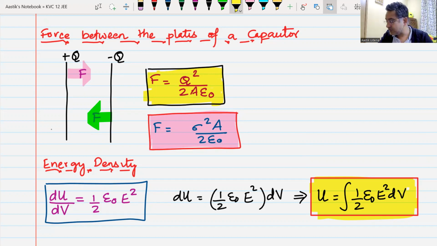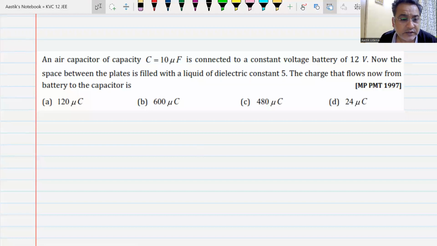Now, this is the type of question that we will do so that this concept becomes clear. This is the first question in line. An air capacitor. When someone says air capacitor, he means a capacitor which is filled with air. An air capacitor of capacitance 10 microfarad is connected to a constant battery of voltage 12 volt. So the battery is connected in this case.